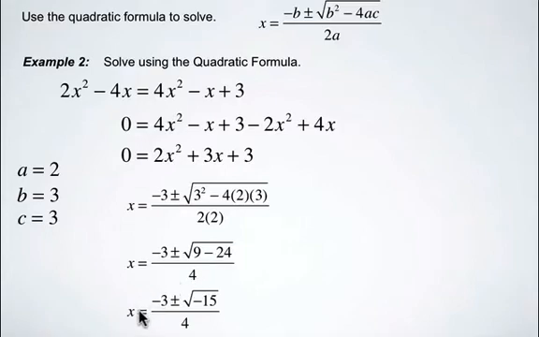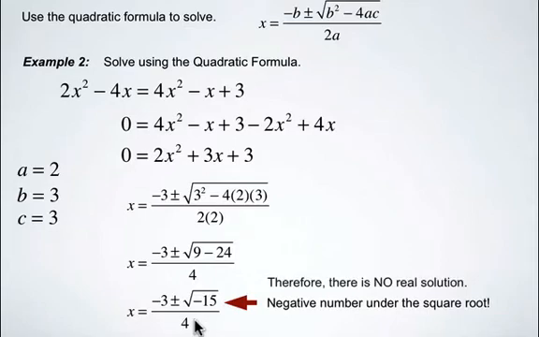So then we get x is equal to negative 3 plus or minus the square root of negative 15 divided by 4. There's a problem. There's a negative number underneath the square root. Therefore, there is no real solution.